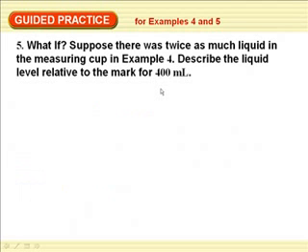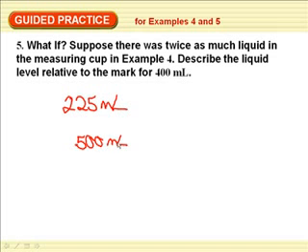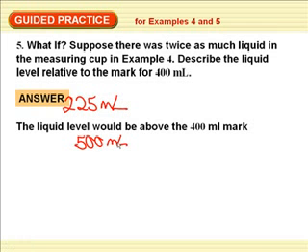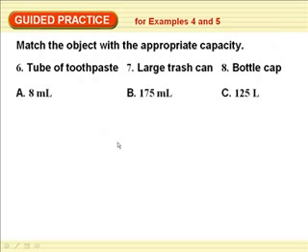So C's the answer. So the guided practice, number 5, says, suppose there's twice as much liquid in the measuring cup in example 4. Describe the liquid relative to the 400 milliliter mark. Well, do you remember that had 225 milliliters in it? So twice would be 500 milliliters. So where is it relative to the 400? It's greater than it. So it would be above the 400 mark.